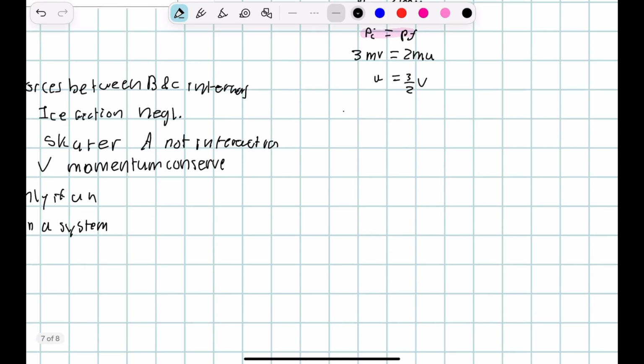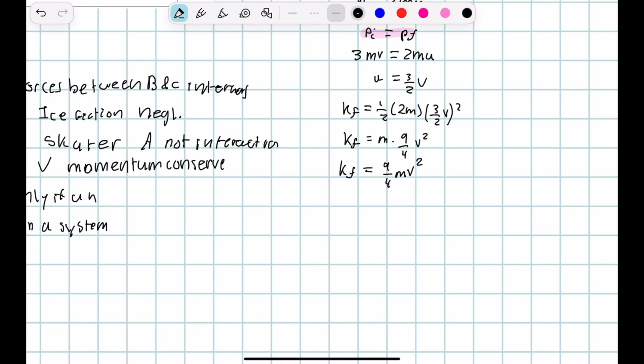And now let's find the final kinetic energy. So kf is going to equal 1/2 (2m) times (3/2 v) squared. So kf is going to equal m times 9 over 4 v squared, and that's going to be equal to 9 over 4 mv squared.